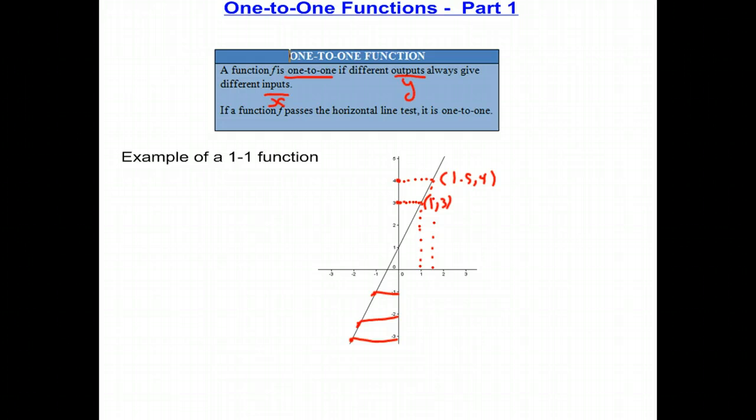The easy way to tell is if it passes the horizontal line test by drawing horizontal lines through the graph, and if every single horizontal line only intersects the graph in one spot, it is considered to be a one-to-one function. So the question might come up, what does a function that's not one-to-one look like?